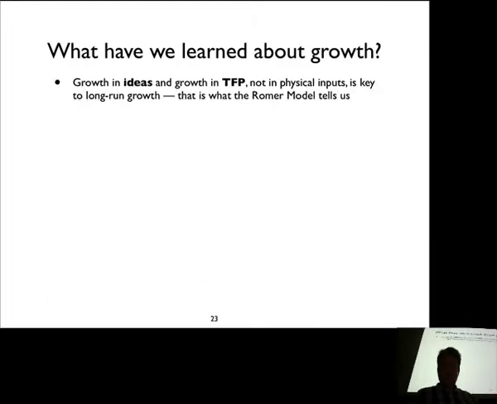So just to summarize, what have we learned about growth? Well, growth in ideas and growth in total factor productivity and not in physical inputs is really key to long-run growth. It's not as if you don't need growth in capital, but what we've seen is that that's not really going to save the day.